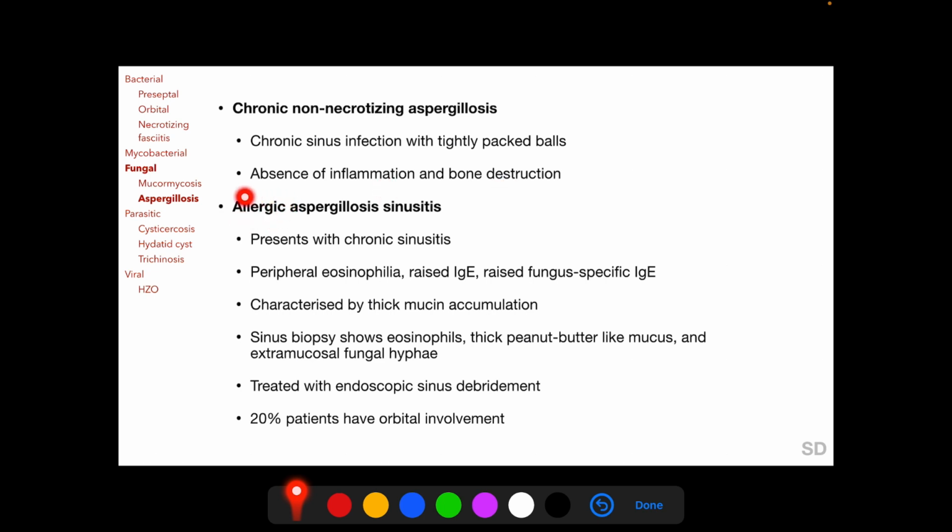And there is an allergic form of aspergillosis which presents with chronic sinusitis, and patients have peripheral eosinophilia, raised immunoglobulin E, and raised fungus-specific immunoglobulin E. It is characterized by thick mucin accumulation in the sinuses, and sinus biopsy shows eosinophils, thick peanut butter-like mucus, and extramucosal fungal hyphae. This entity is treated with endoscopic sinus drainage and debridement. However, 20% of these patients may have orbital involvement.